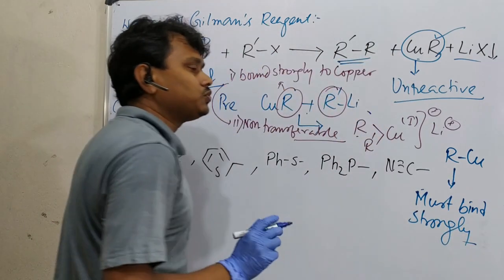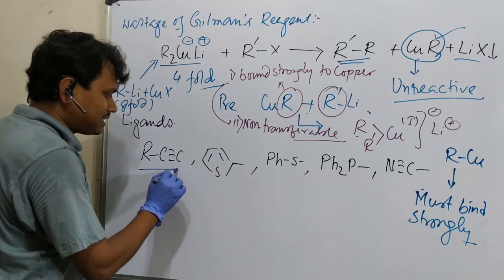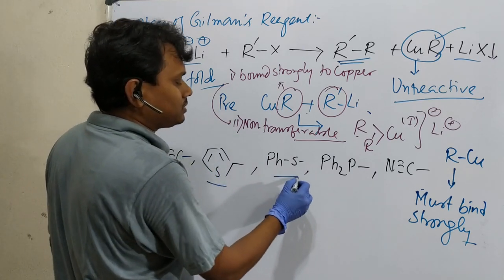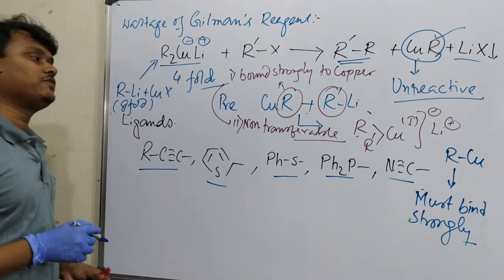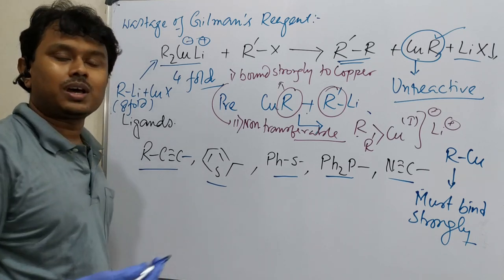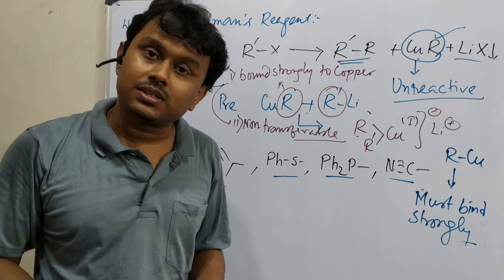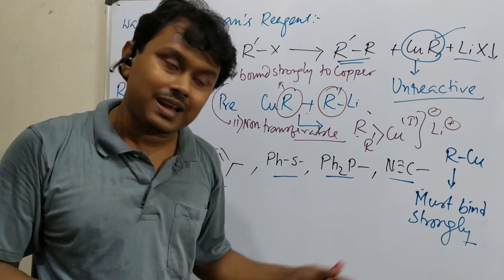For that reason, it is observed that ligands like acetylides, thiophene, sulfide, phosphide, and cyanide bind very strongly with copper. Why? Because you can consider them sigma donors as well as pi acceptors. So back bonding is also possible, so there is multiple bonding with copper.